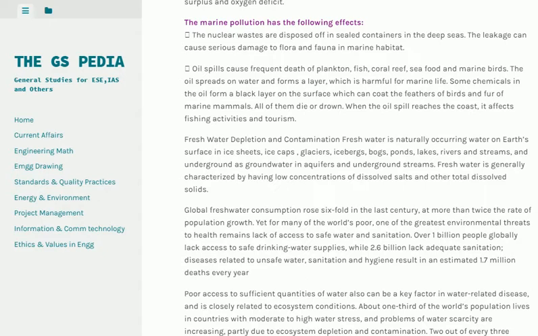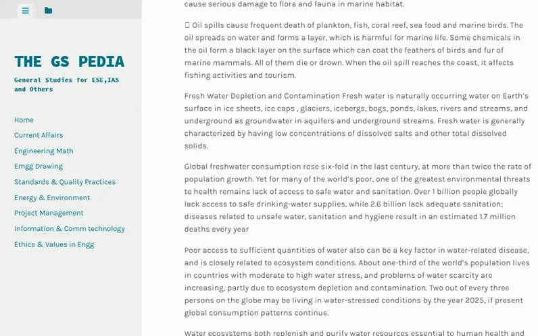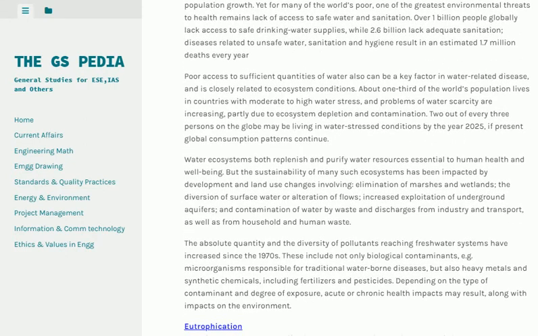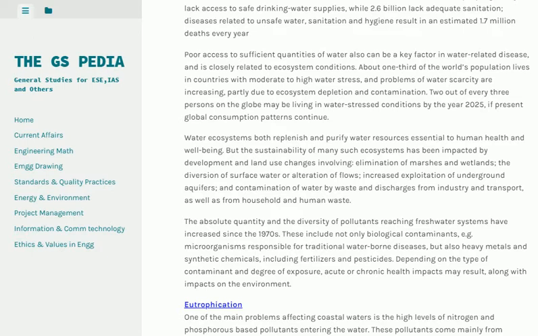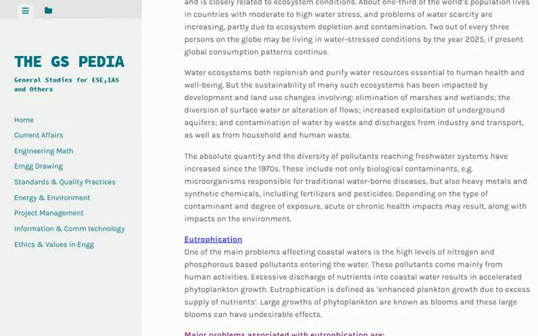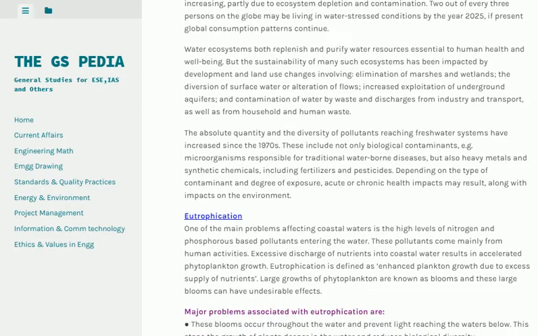Water ecosystems both replenish and purify water resources essential to human health and well-being. But the sustainability of many such ecosystems has been impacted by development and land use changes involving elimination of marshes and wetlands, the diversion of surface water or alteration of flows, increased exploitation of underground aquifers, and contamination of water by waste and discharges from industry and transport, as well as from household and human waste.